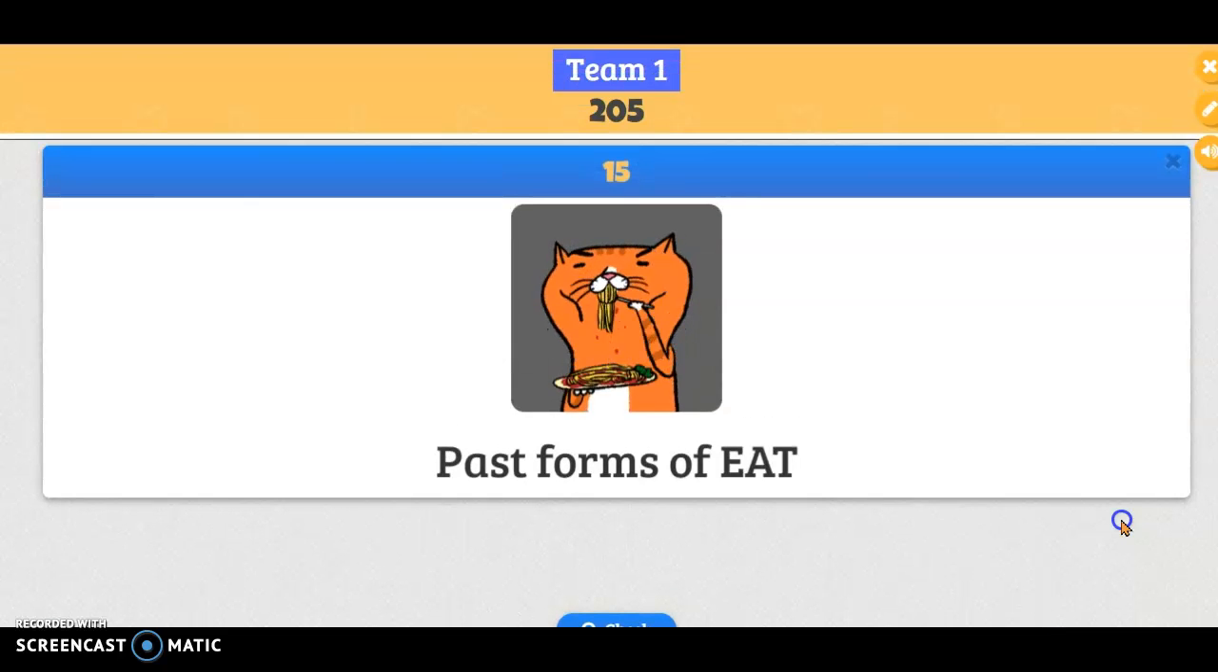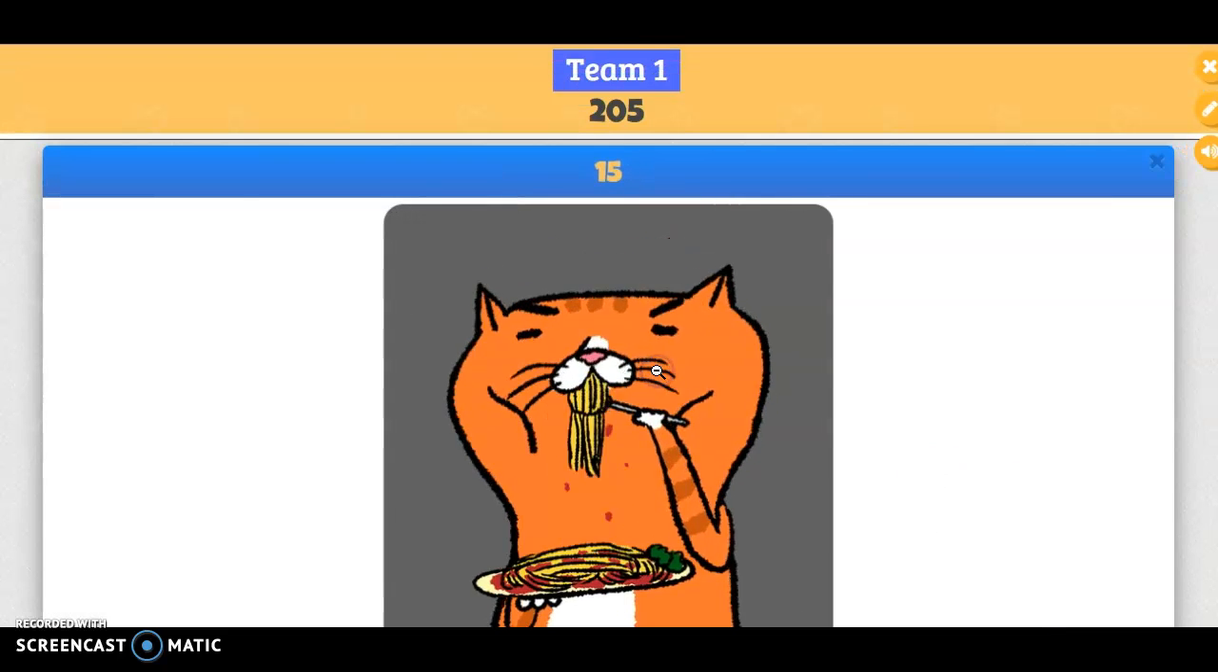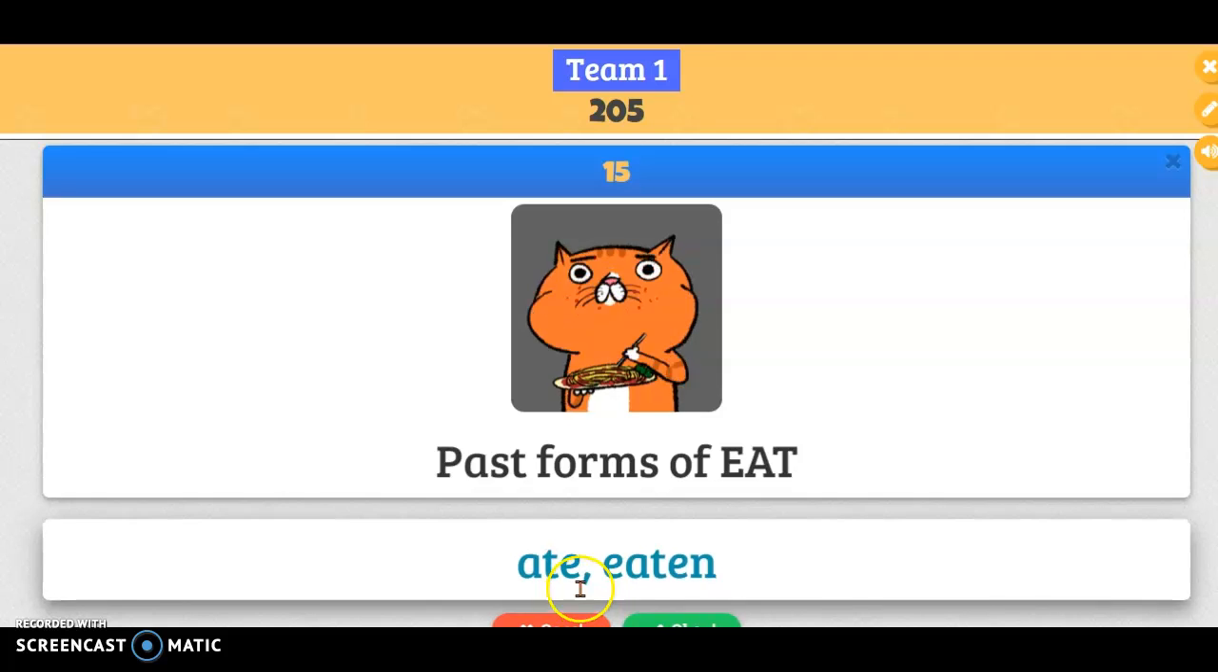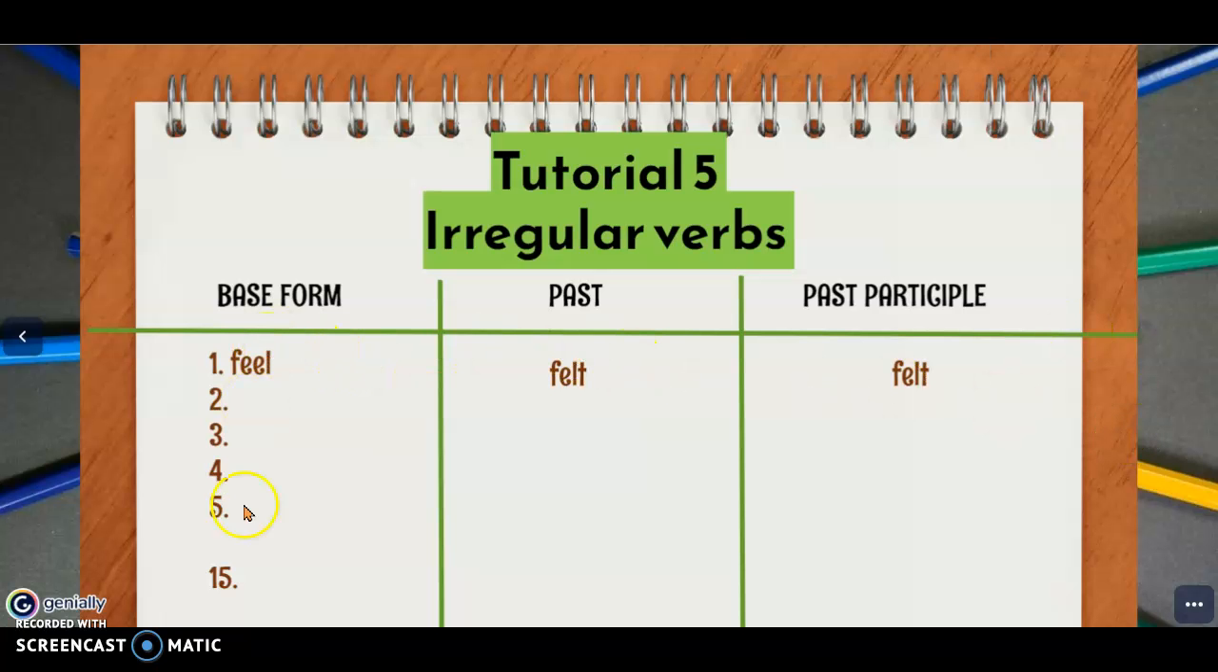And the last one for today is eat. One of the most important verbs that you have to know and memorize, eat. Ate, eaten. Okay, eat, ate, eaten. Good job, guys. Now that you finished to complete your chart, please take a picture and upload it in the classroom assignment.